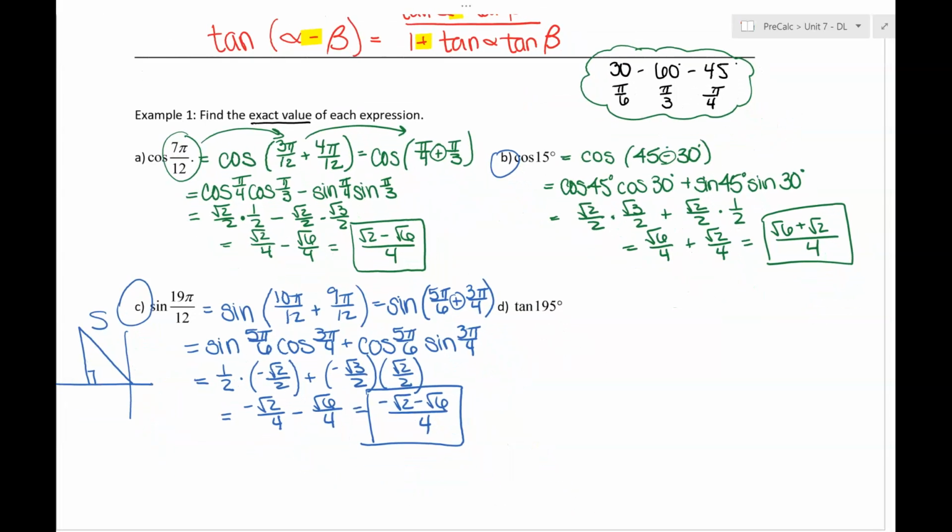Okay, so tangent of 195, right away I'm thinking tangent of 135 degrees plus 60.